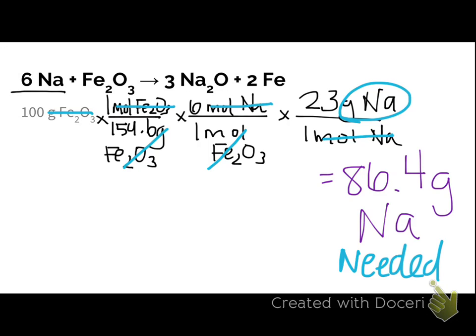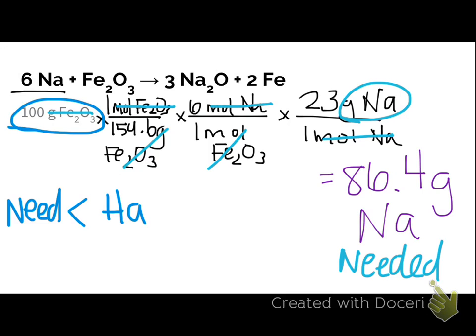So I need 86.4 grams of sodium to react with all 100 grams of the iron 3 oxide. Now, if what you need is less than what you have, then you're looking at your excess. So sodium is our excess reagent.